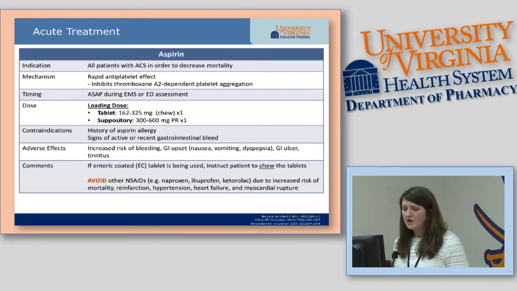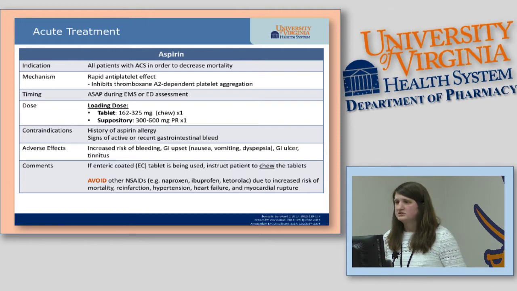Typical dose for the first loading dose is between 162 to 325 milligrams. Typically patients will have the 81 milligram tablets, so they should take 4 of those, chew them up even if it's the enteric coated, to make sure this medication is working quickly.